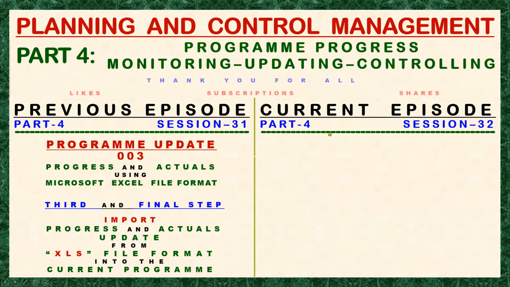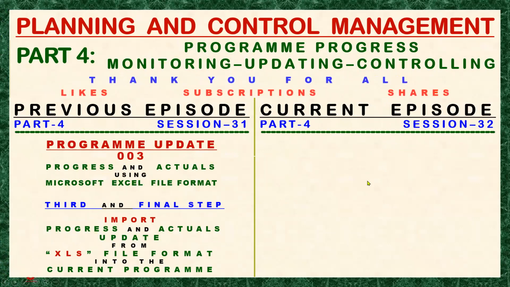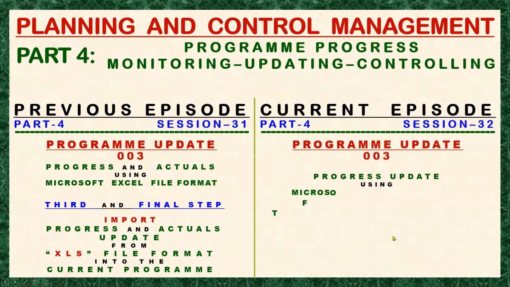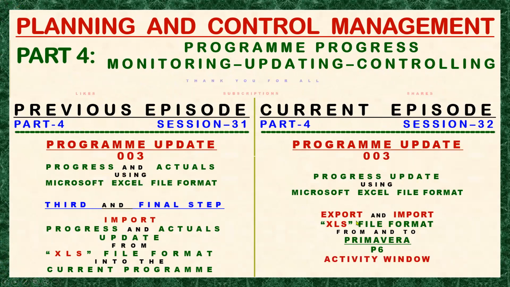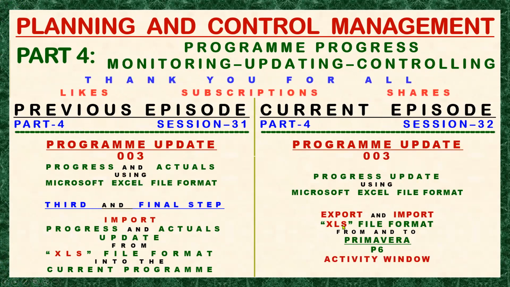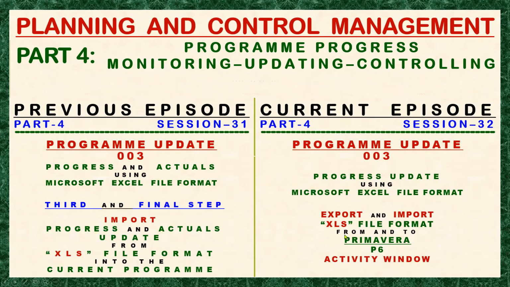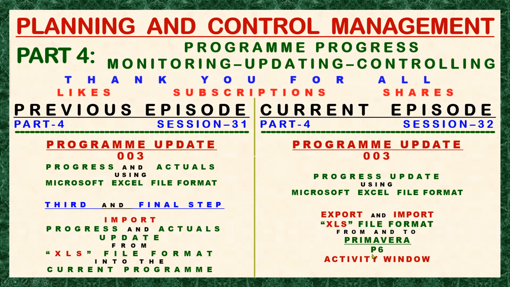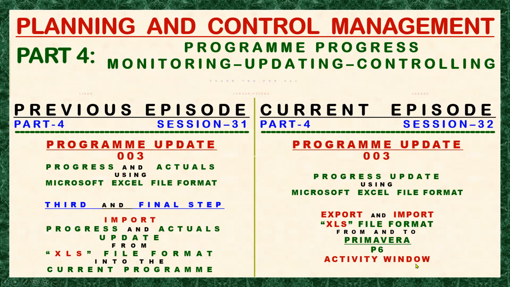Our current episode is part 4, session 32. And we will be working here on exporting and importing Microsoft Excel file format from and to Primavera P6 activity window. This is the one I explained in our previous episode, that there are two ways of exporting Microsoft Excel format from Primavera P6 and also importing the same.